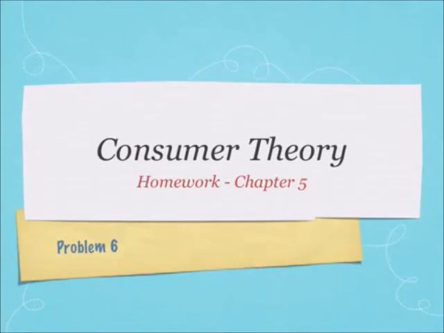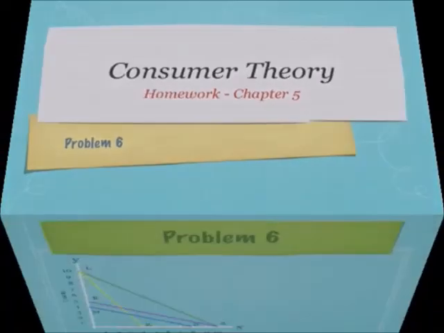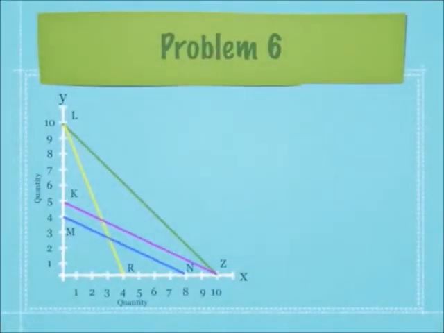In this podcast, I'm going to talk about consumer theory, the homework at the end of chapter 5, and I'm going to go over problem number 6. In problem number 6, there's a lot of budget lines, and they want you to figure out equations and all this other stuff. So I'm going to do that for you. I'm going to go through each of these one by one.